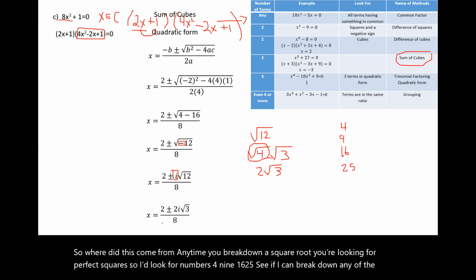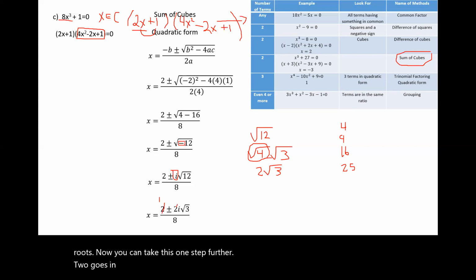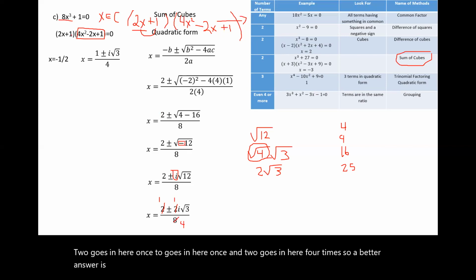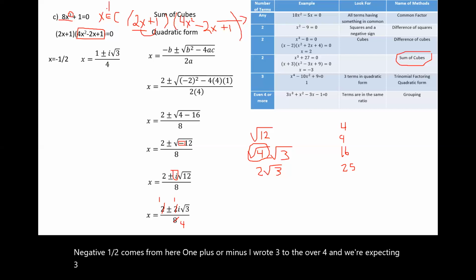Now you can take this one step further. 2 goes in here once, 2 goes in here once, and 2 goes in here 4 times. So a better answer is this. Negative 1/2 comes from here. 1 plus or minus i root 3 over 4. And we're expecting 3 answers if I'm asking for complex. If we asked for real, you'd know you'd have 1 real answer and that would give you 2 imaginaries.